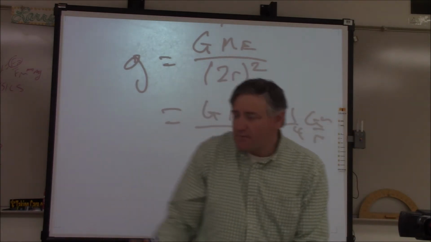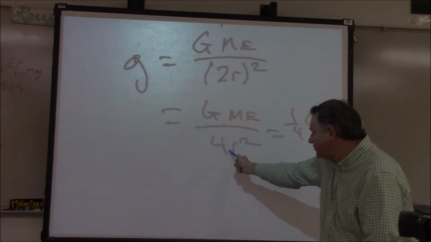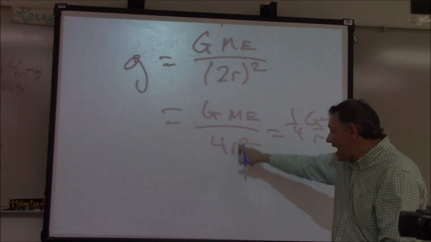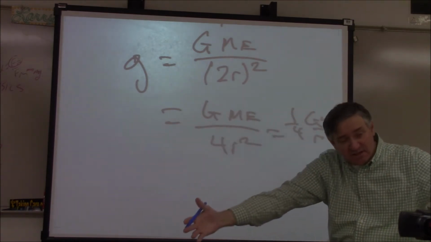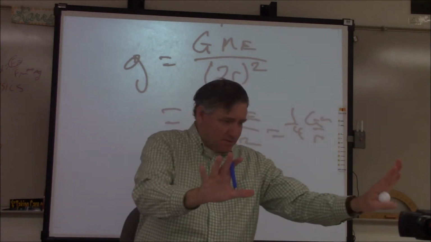Okay, so again, you'll notice the theme here, you have r squared. If you double it, it goes down by 1/4. If you shrunk the Earth by 1/2, the gravitational acceleration would go up by a factor of 4. Okay, so we're good with that.